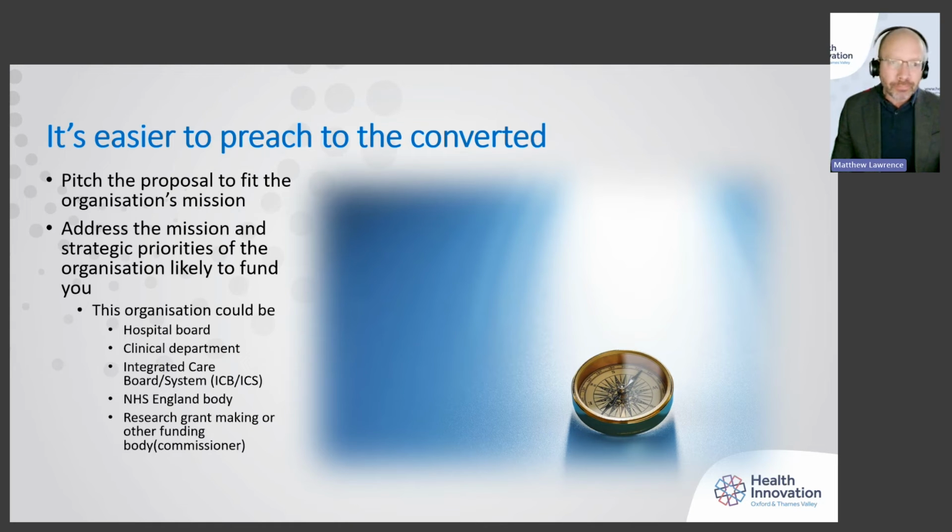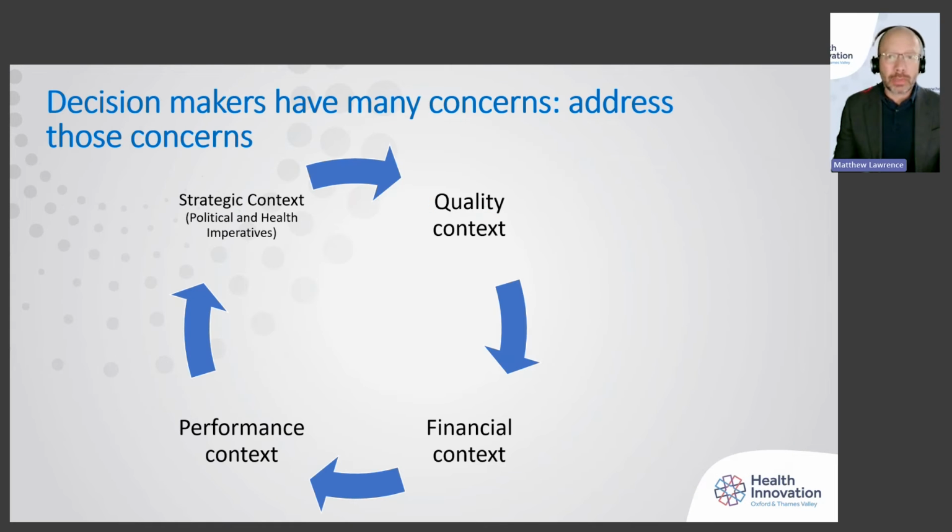And those decision makers in those bodies, whatever role they have, are going to have different concerns and you have to address them. That's what the business case is going to try and do. They have to think of the strategic context. Where does this fit in a political or health imperative? Are we really struggling with A&E? Are we really struggling to meet the number of mental health patients referred to us or CAMHS or something like that? What's the quality context? How are they performing now with the CQC, with their own internal measures around how well they're doing that?